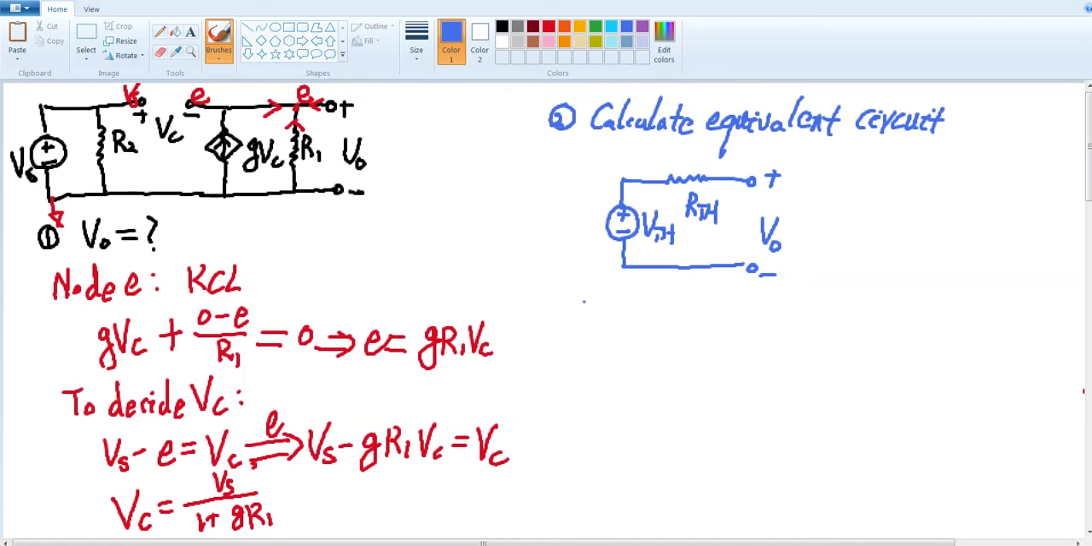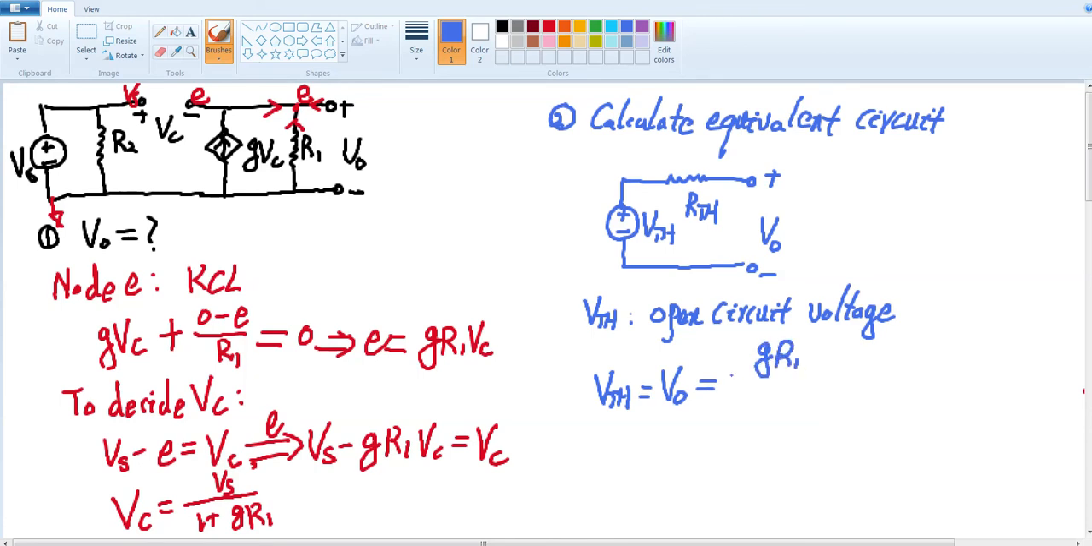So first of all, for VTH, according to the definition, it's the open circuit voltage of the original network. Actually, this is nothing but the VO that we just calculated, because when we calculate VO, we didn't put any load there, so that's open circuit voltage. So VTH is equal to VO, which is what we just calculated, GR1 divided by 1 plus GR1 times VS.